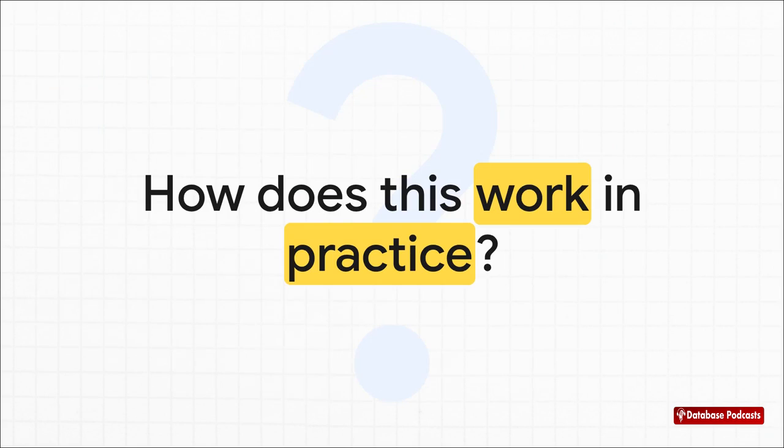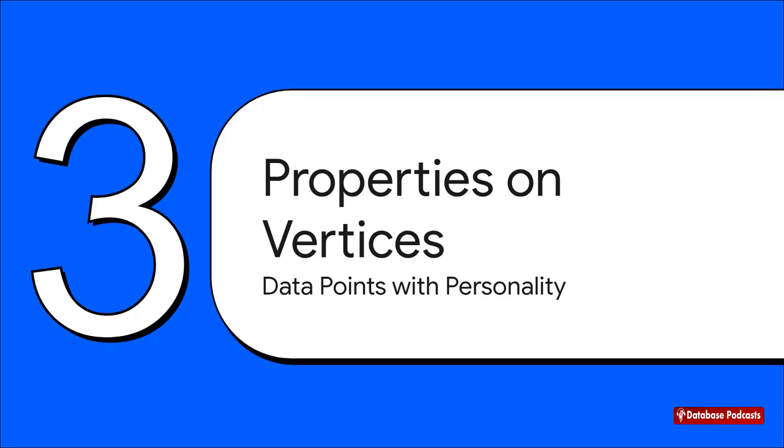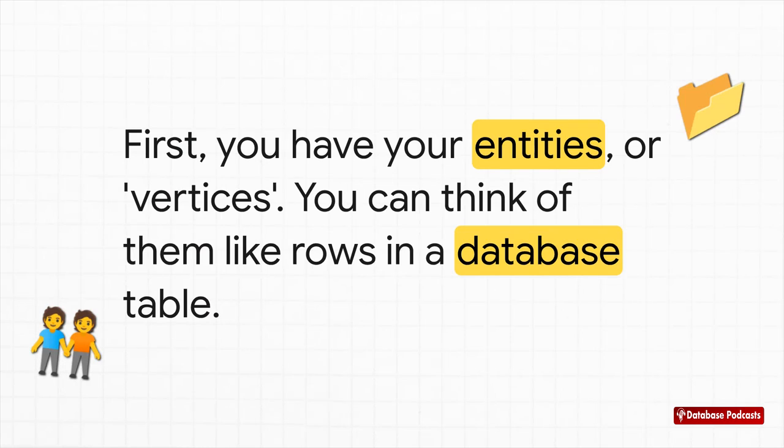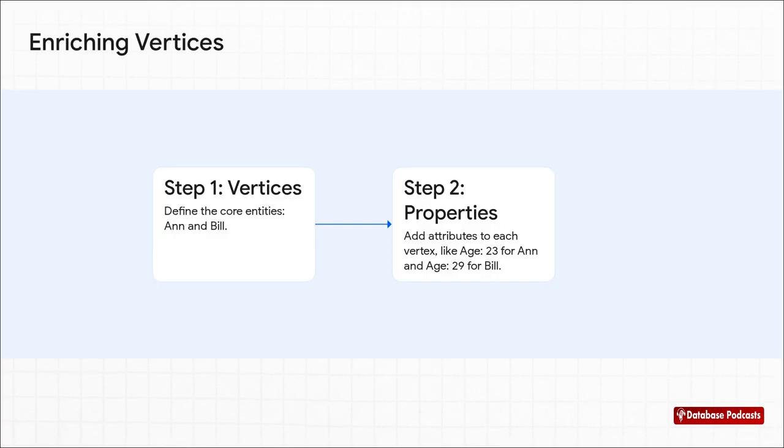So, that sounds interesting, but how does it actually look in practice? You know what? Let's just build one from scratch right now. We're going to start with the first piece of the puzzle, adding properties to the vertices. This is all about giving your individual data points a bit more personality. Okay, first we have our core entities, the vertices. And you can really just think of these like rows in a database table. Let's imagine we have two people, Anne and Bill. Simple enough. Now, let's enrich them. We'll add a property to Anne, let's say age 23, and one to Bill, age 29. This is exactly like adding an age column to your users table. So far, this should all feel very familiar.